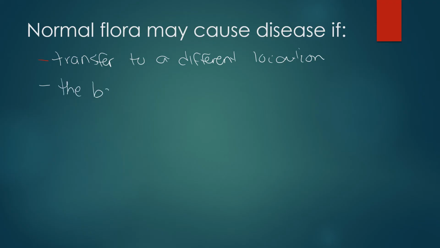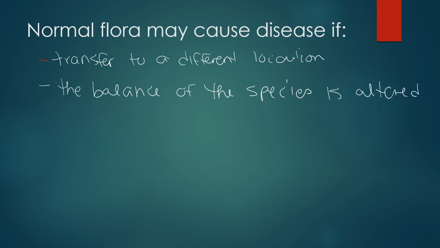So the balance of the normal species in the normal flora becomes altered. And you're probably thinking, what would cause this alteration to occur? When we give our patients antibiotics to treat a disease, those antibiotics may not be specific to just getting rid of the microbes we're trying to treat. Sometimes those antibiotics might actually destroy microorganisms that are part of the normal flora.